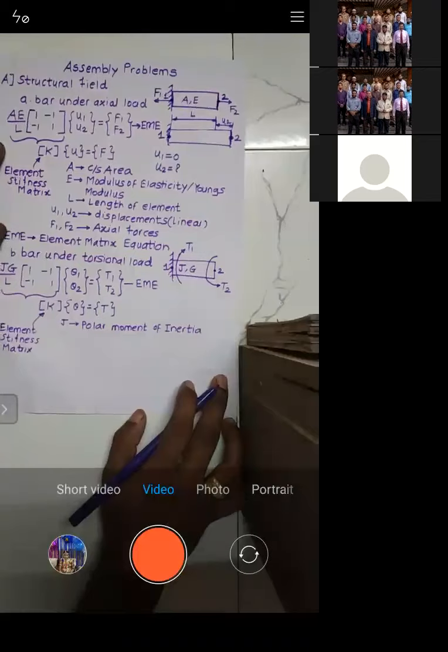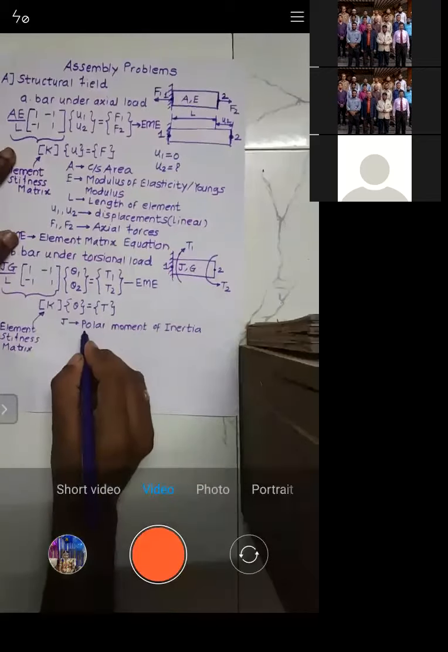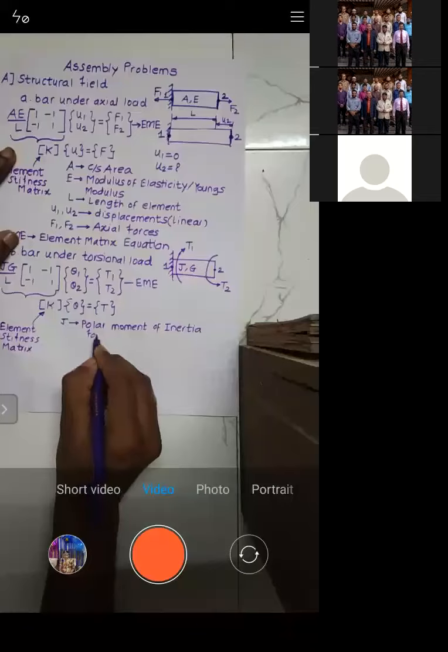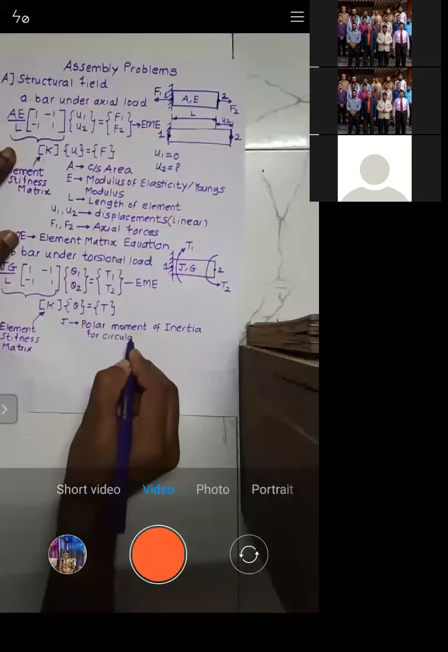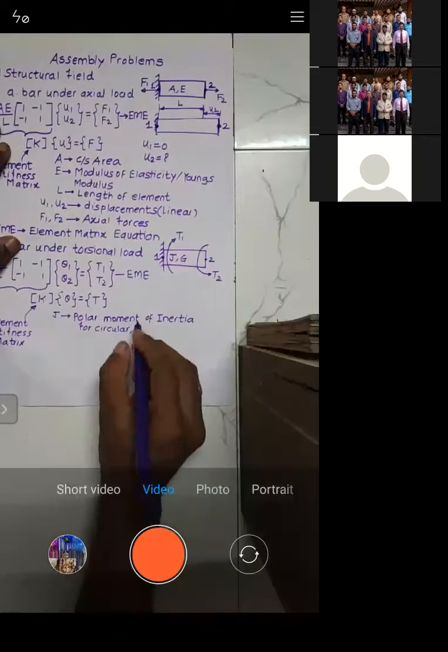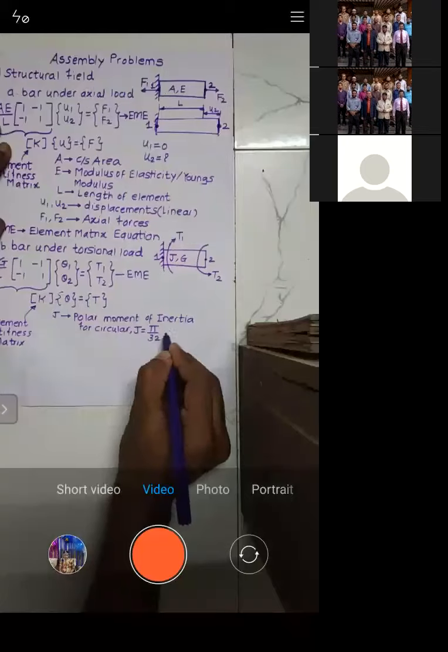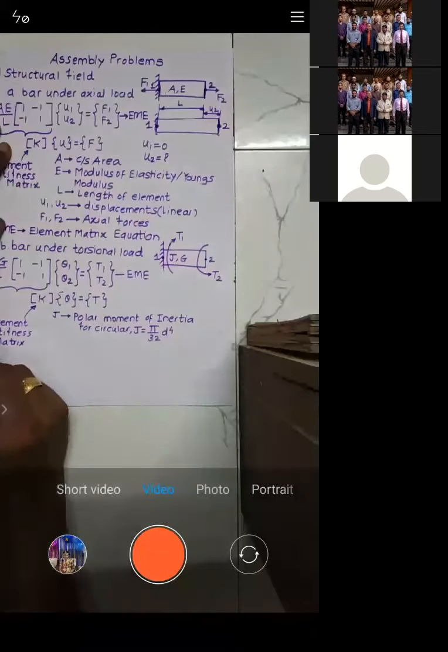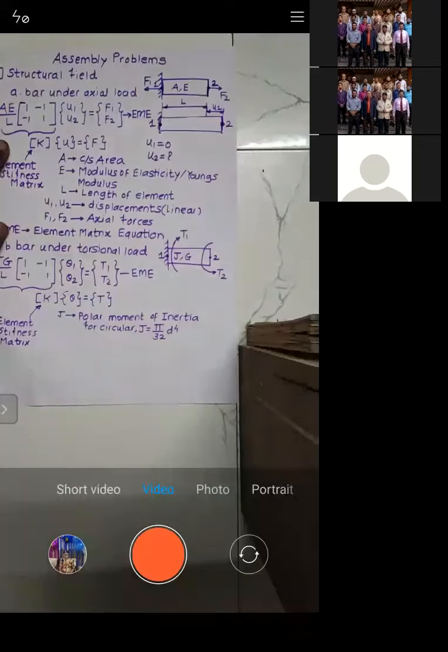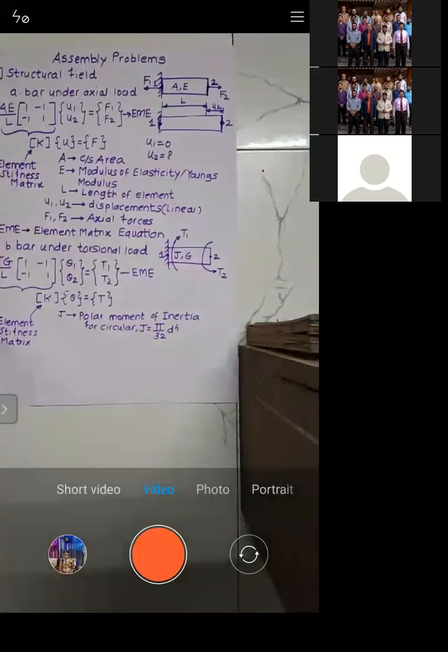For a circular section, how do you calculate the polar moment of inertia? It's pi by 32 d raised to the power 4. Yes or no? Is that okay? How do you calculate it for a circular shape? Let me know. I think you have seen this in mechanics: how to calculate the polar moment of inertia if it is a circle.